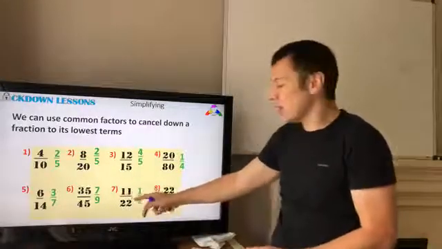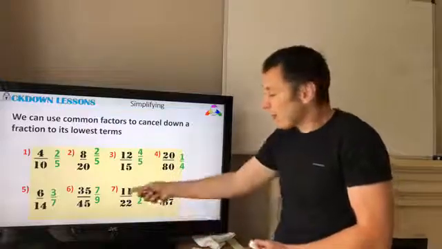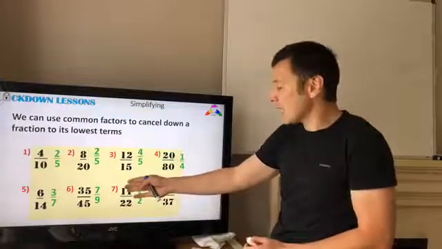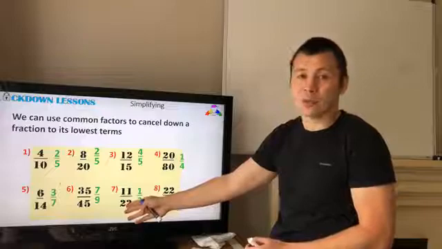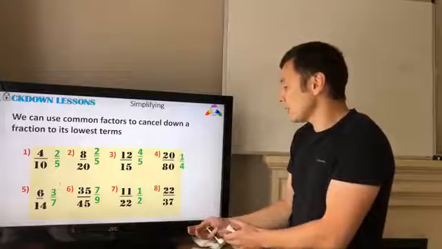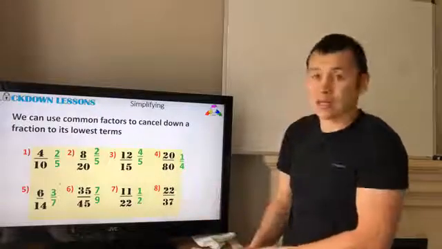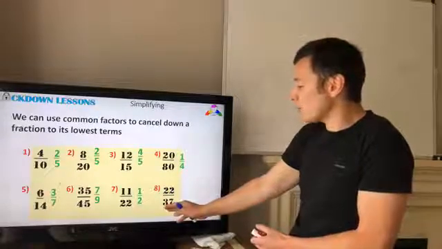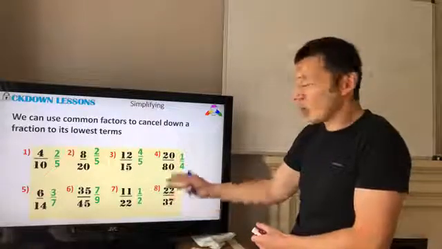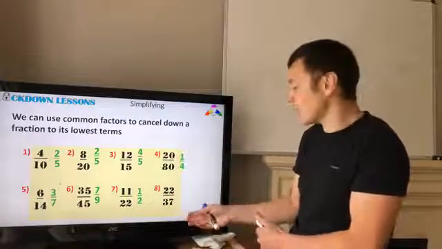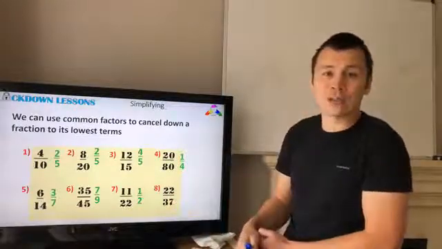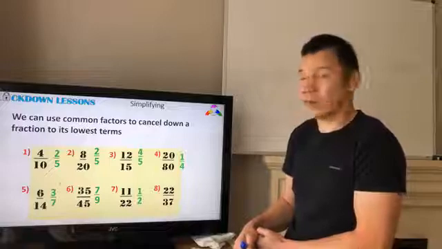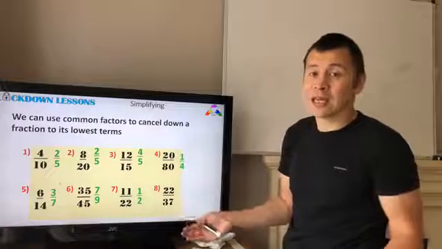A lot of people get stuck on 11 out of 22, because they think 11 is a prime number, so it's got no factors. But 11 goes into 22, so check if the top goes into the bottom straight away, then you can divide it instantly. 8 over 37 does not cancel down, because 37 is a prime number, so it's only factors are 1 and 37. There's no point dividing by 1, because it stays the same, and 37 is obviously not going to go into 22. So not everything cancels down.